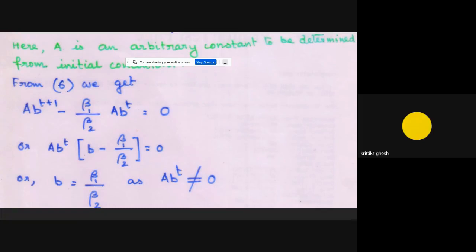Ma'am, what is it written from initial condition? Initial conditions. Okay, okay. Done? Yes, ma'am, it's done.